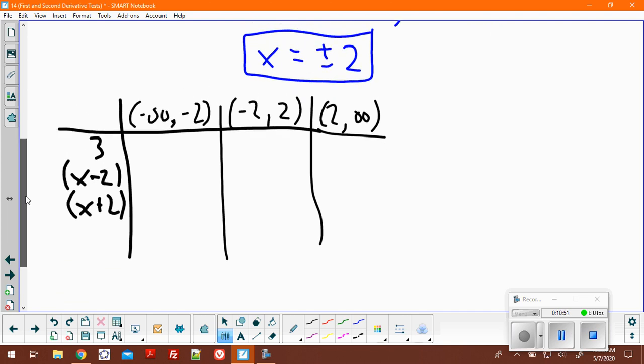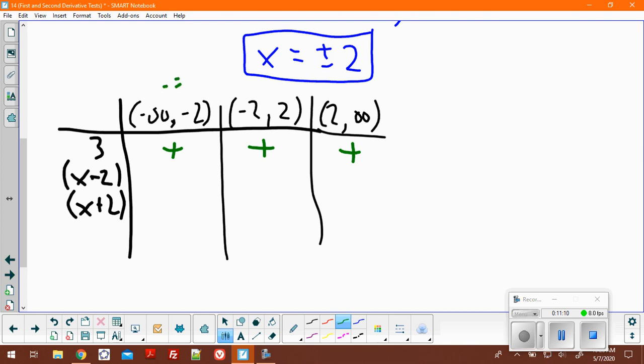Now I look at the sign of each of these pieces. For the 3, it's a +3, so I always get a positive value there. Again, for these brackets, I'm testing a value. So for example, I just pick some number within this range, which is almost anything.